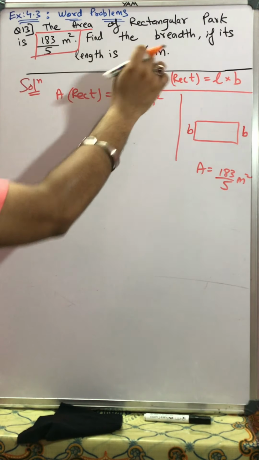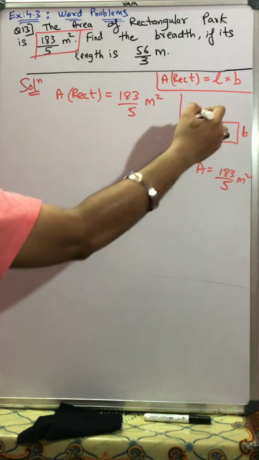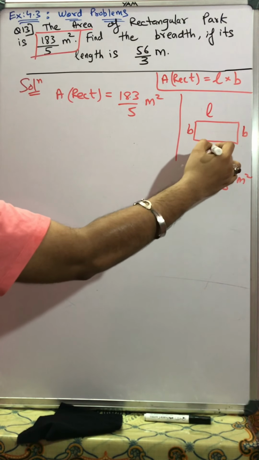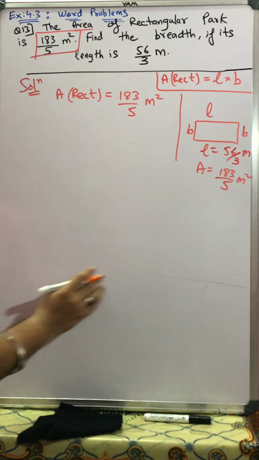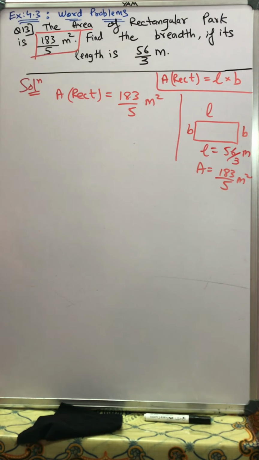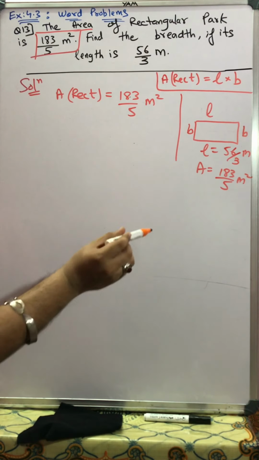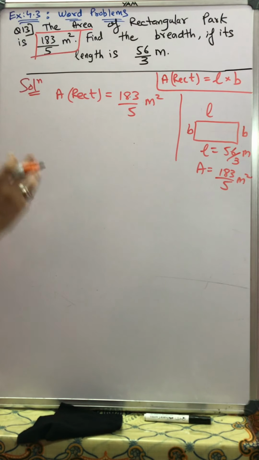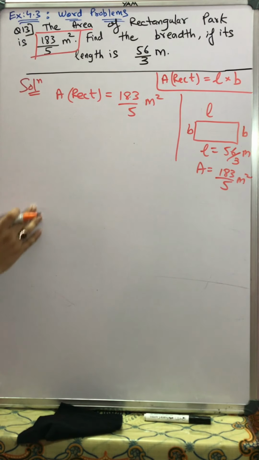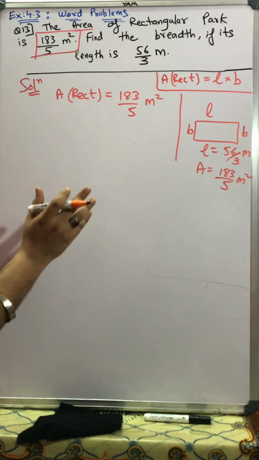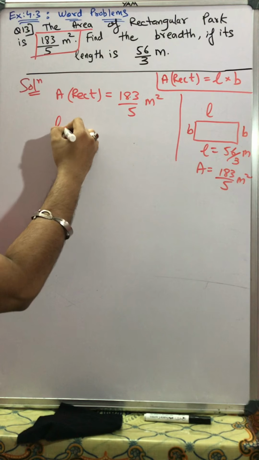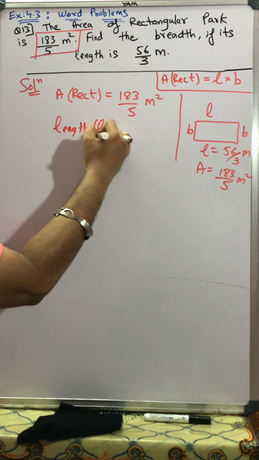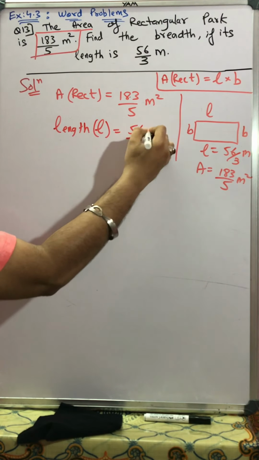If we say this is my breadth, the length is given to us. Length, L for length, is 56 upon 3 meters. So students, here we don't need to find the area. Area is given to us and length is given to us. We need to find this breadth. The biggest part given to us on the board is the area, and of course the length. So I'll write the length also. Length, denoted by small l, is 56 upon 3 meters.